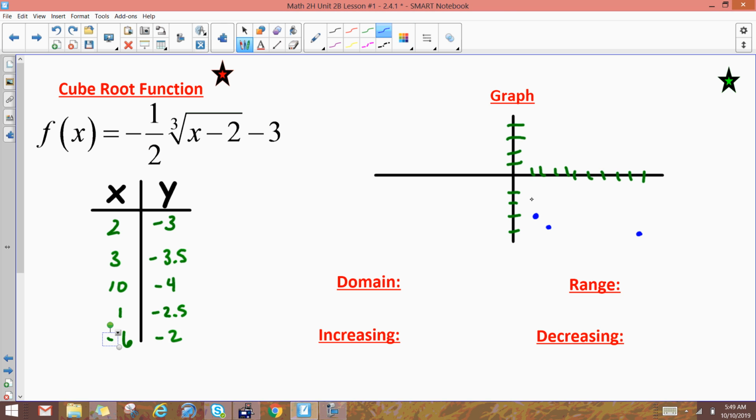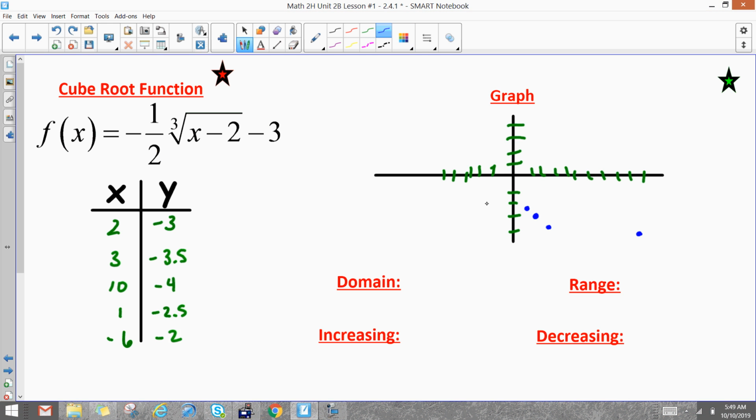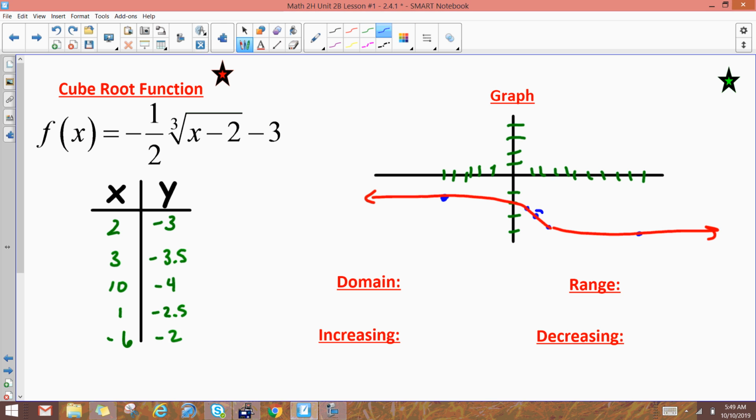So 1, negative 2.5, and then negative 6, negative 2. Okay. So hopefully you can see that similar shape we had on the last page. So we're going to come here, it's going to curve through here, and then go that direction. So in this example, our critical point is right here. Let's see if I can circle it for you.